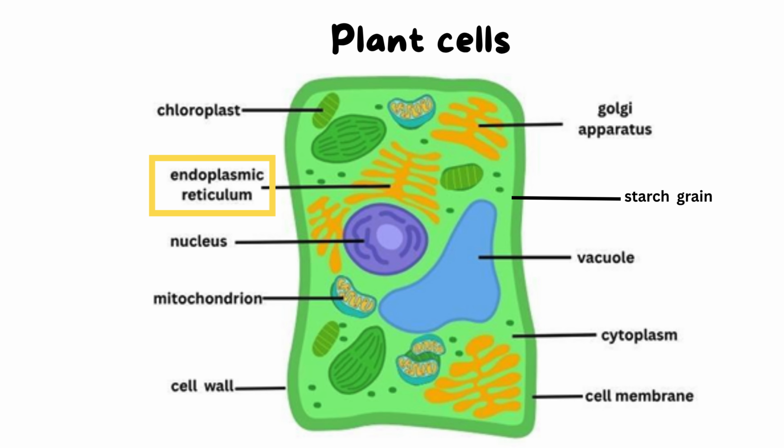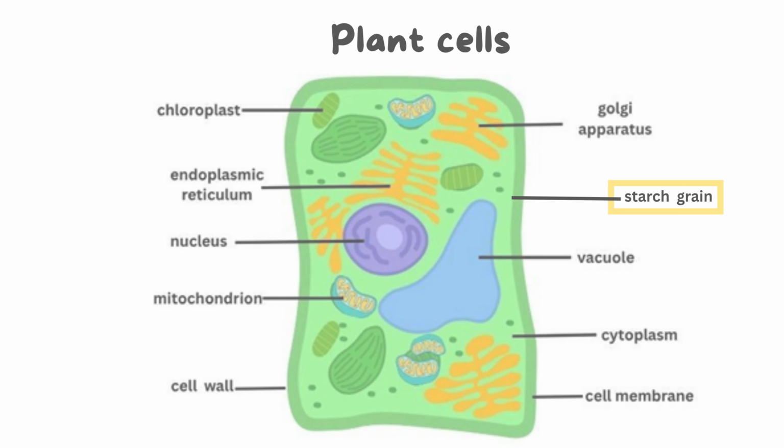protein and lipid synthesis, the Golgi apparatus which processes, sorts and packages proteins and lipids produced by the endoplasmic reticulum. It is known as the post office of the cell. Plant cells even store food as starch grains.